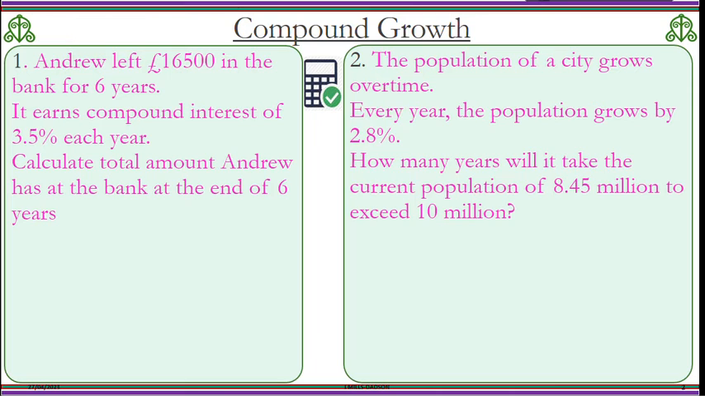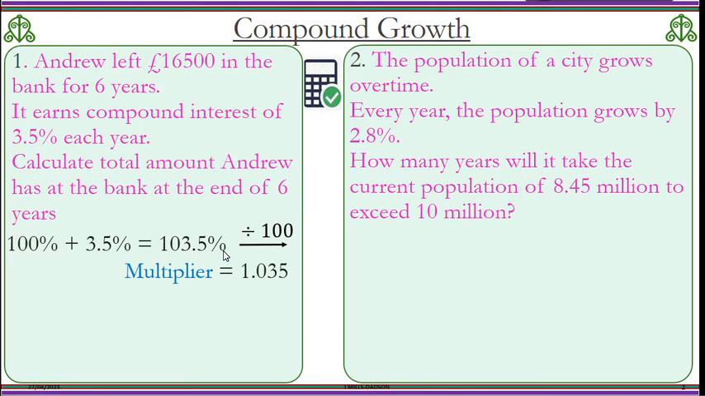First, because we're going to earn interest of 3.5%, our money is going to go up, so it's an increase. So let's create a multiplier for a 3.5% increase. The original amount is always 100%, so 100 plus 3.5 is 103.5%, always divided by 100 to get the multiplier. So that is our multiplier.